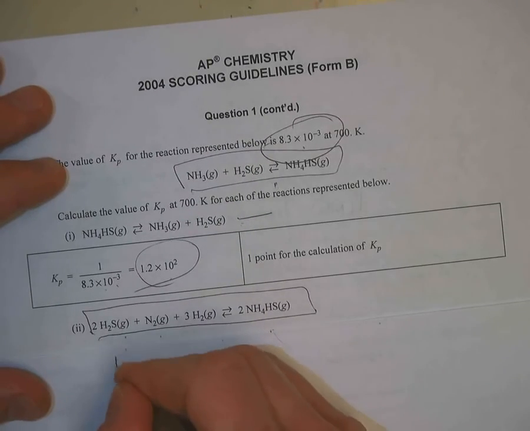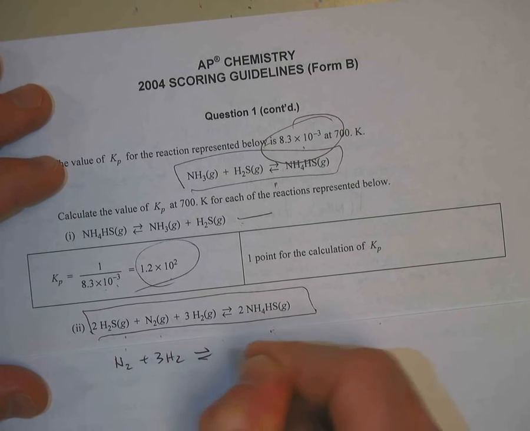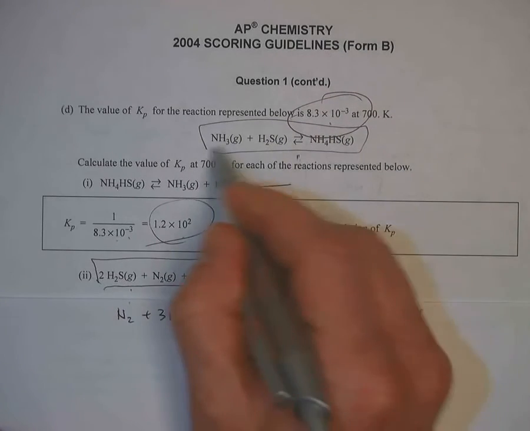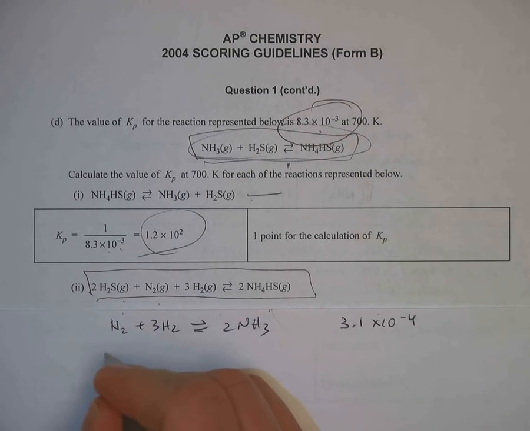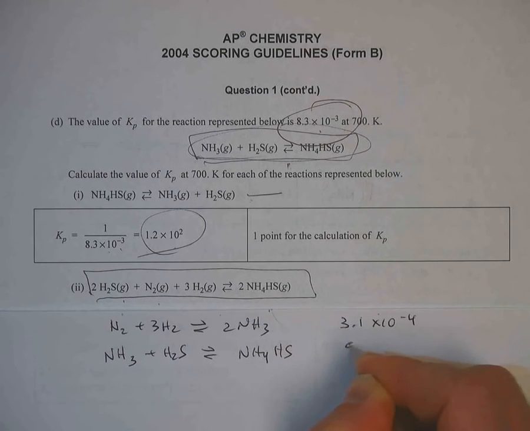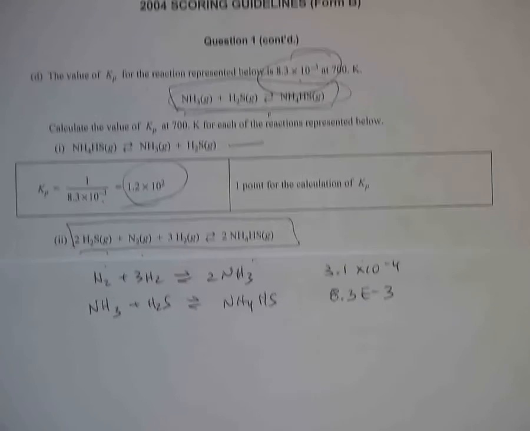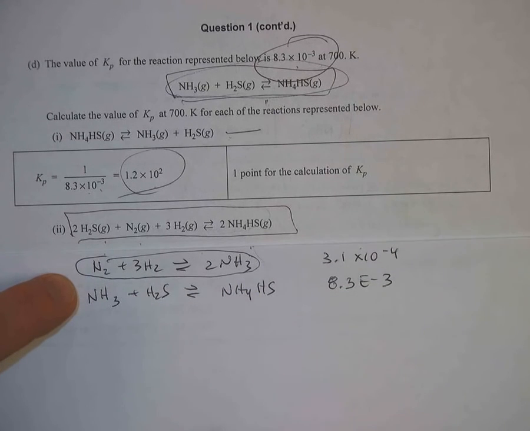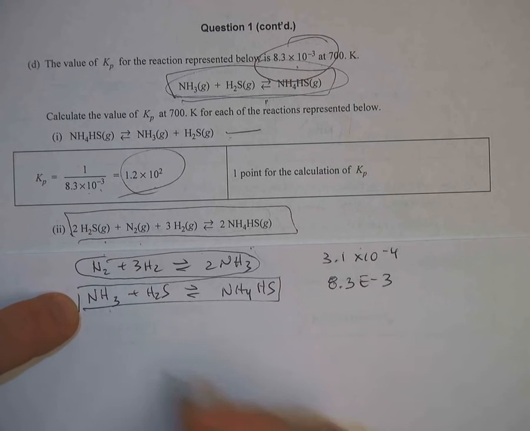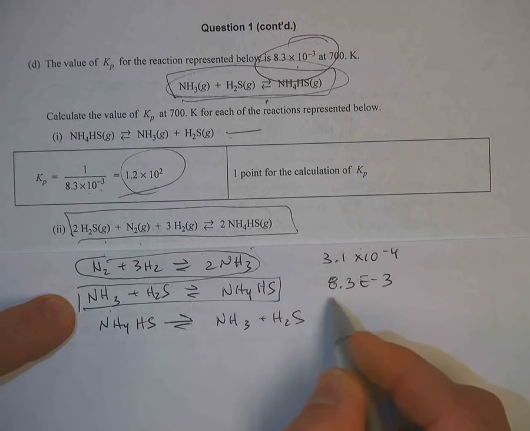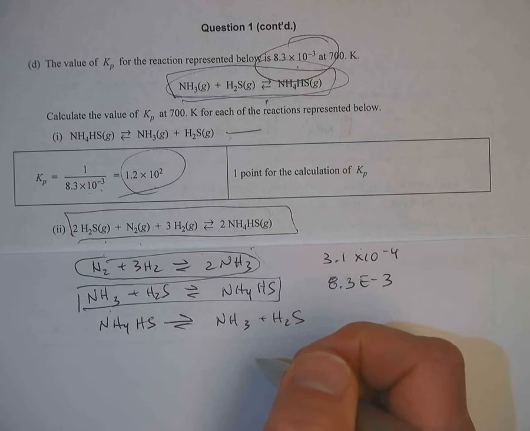So the other reaction was N2 plus 3H2 goes to 2NH3. 3.1 times 10 to the -4th. I hope I wrote that right. That's the K for that one. And then this reaction right up here was the NH3 plus H2S goes to NH4HS. And this one had 8.3 e to the -3. Now, how do I get it to look like this one in the box? Well, you'll see that this reaction should probably stay the same. And if I take this reaction and I reverse it to be NH4HS, double arrow goes to NH3 plus H2S, you'll notice when I reverse it and add these reactions together, oh, I'm sorry, I don't need to reverse that at all.